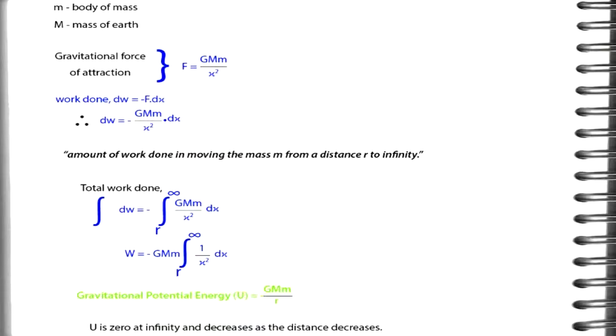Then gravitational potential energy epsilon. It is not U, it is epsilon. Epsilon equal to GMm by r. Epsilon is 0 at infinity and decreases as the distance decreases. Video is given here. Please watch it.